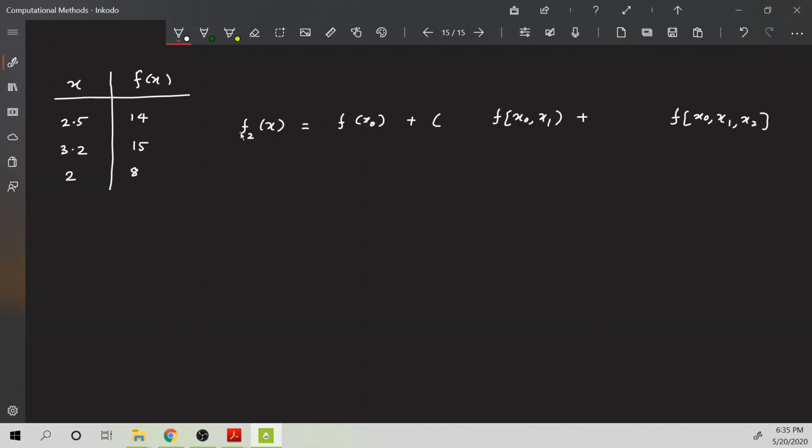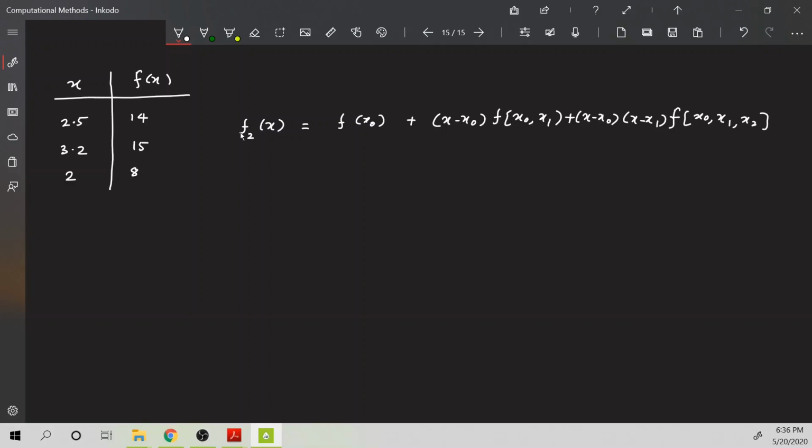And how are you going to remember what goes here? For the first divided difference, it's only the first element, x minus x0. Since this is the second divided difference, we'll take the first and the second element. We'll always leave the last element. That means x minus x0, x minus x1. This is how you are going to remember the formula.